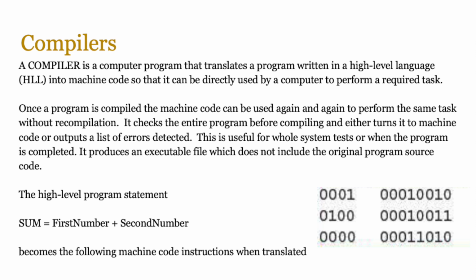Now, if you look on screen, the high-level program statement sum = first number + second number becomes the following machine code instructions when translated. And it's very difficult to look at those instructions and work out what the program is trying to do. But it's a lot easier to work that out by looking at a high-level programming language.